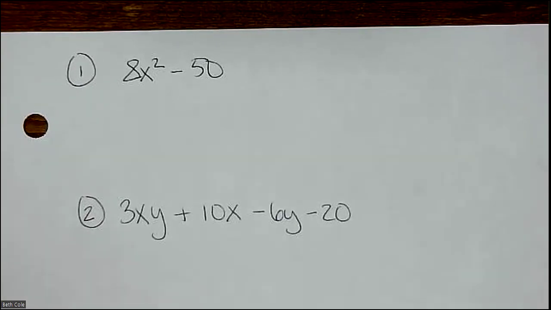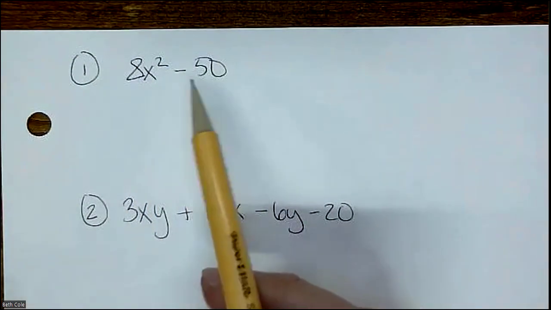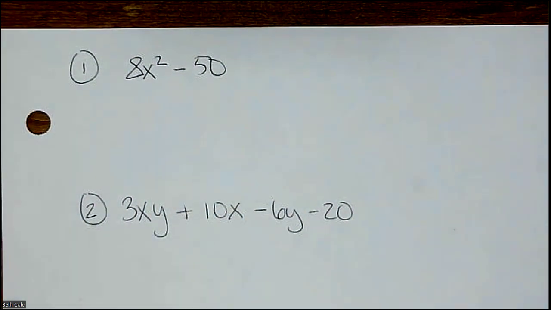So here is a warm-up before your test to make sure you are all ready. With factoring, you need to be a good noticer. So when you look at this first one, you need to go, hey, what do I notice about the numbers 8 and 50 and what can go into both of them? If you aren't sure, you can use your calculator.